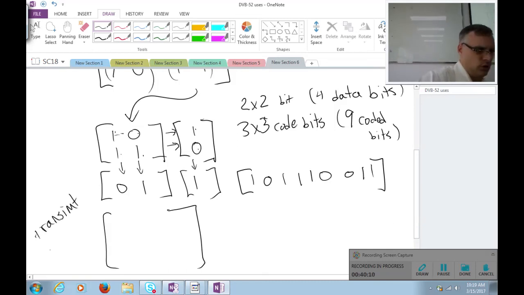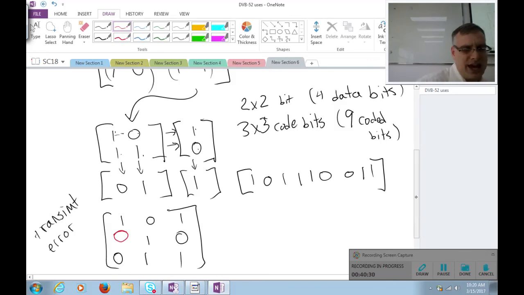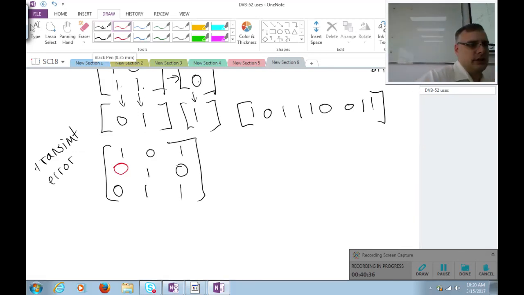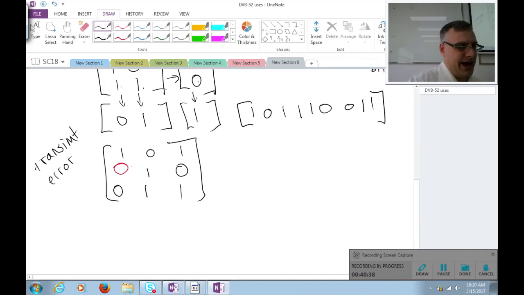I transmit with an error. So let me go ahead and write this in. 1, 0, 1, 1, 0, 0, 1, 1, and let me put in a bogus transmission. This was supposed to be a 1. I'm going to transmit it as a 0. But of course, I don't know this at my receiver, that I've received an incorrect bit, right? But I do know that the parity doesn't match.